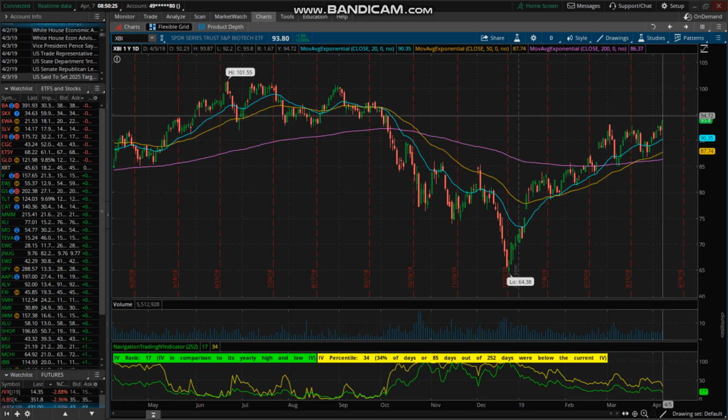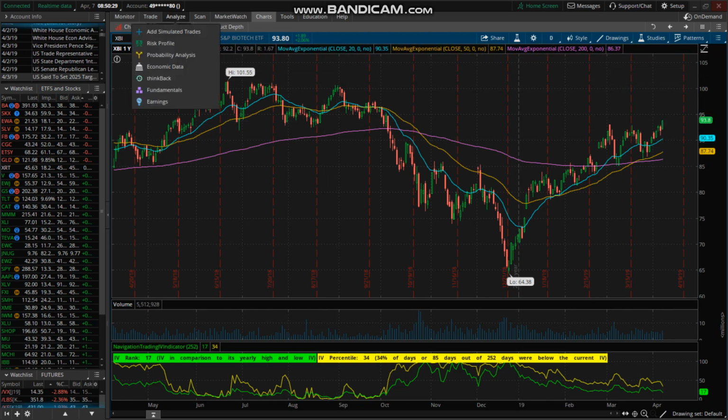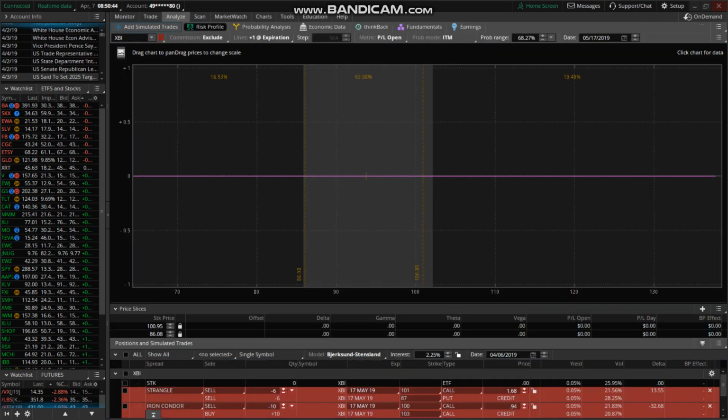So let's go ahead to the Analyze tab. I'm going to show you guys what a P&L graph looks like. Basically, a P&L graph helps you visualize how much profit you will make on a trade and how much you could lose on a trade as well. As you can see, I have XBI pulled up here, but there's nothing populated.